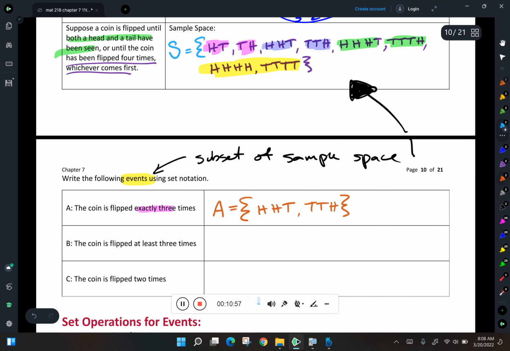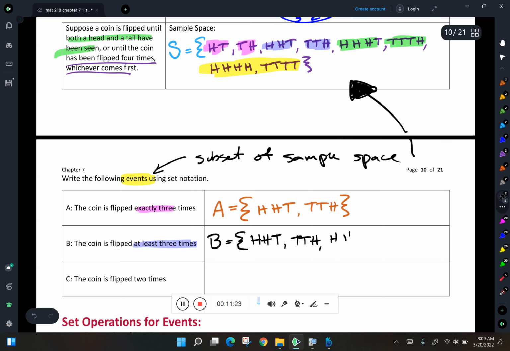The event, coin flipped exactly 3 times. How about the coin is flipped at least 3 times? Well, what does at least 3 times mean? That means 3 times or more. So that's going to be the blue, the green, and the yellow highlights. So here's the exactly 3 flips.